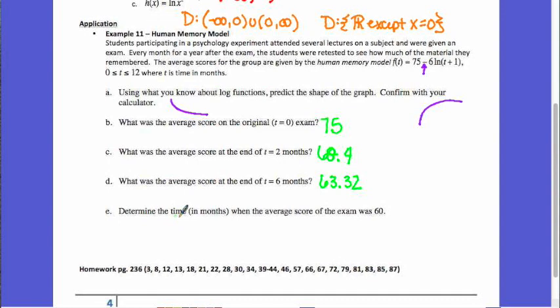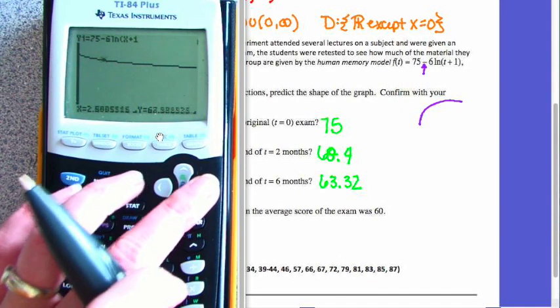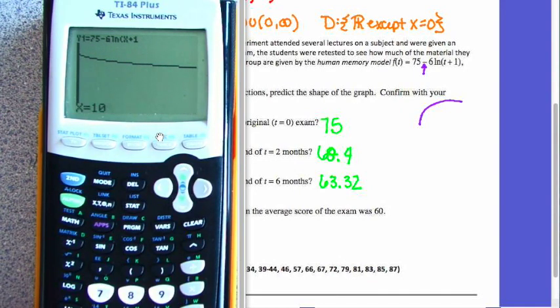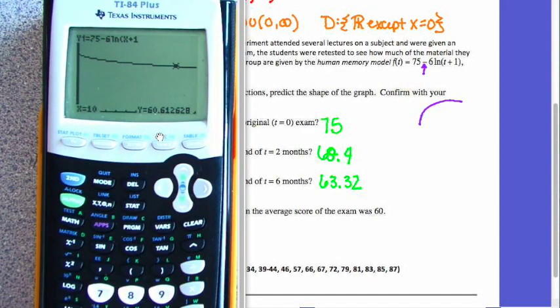Determine the time. So if it says determine the time, I'm trying to solve for t. What is t? Okay, so now I don't know t. We're looking for when the average score is 60. So if you'll come back over here, we're now looking for when is the y value going to be 60. So our best bet is either to continue scrolling, maybe take a guess. I would say 10. Whoops. Maybe 10 months. Ooh, that's pretty close.